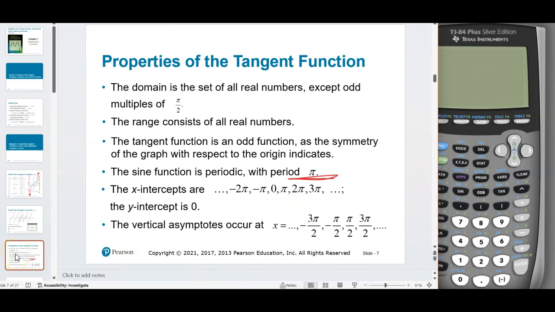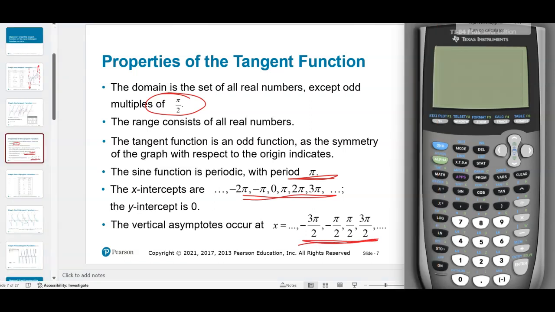All right, notice these x-intercepts. The x-intercepts are multiples of pi. That is where sine is equal to 0. So the numerator, again, tangent is sine divided by cosine. So the numerator is equal to 0 at the x-intercepts. The denominator is equal to 0 at those vertical asymptotes. And those are those odd multiples of pi over 2.